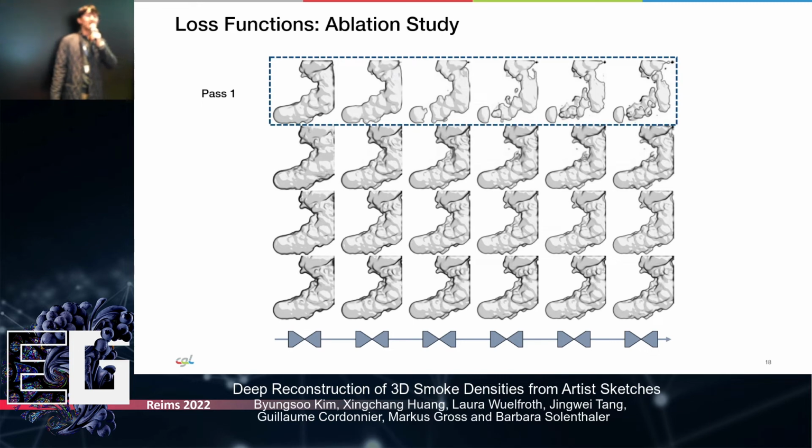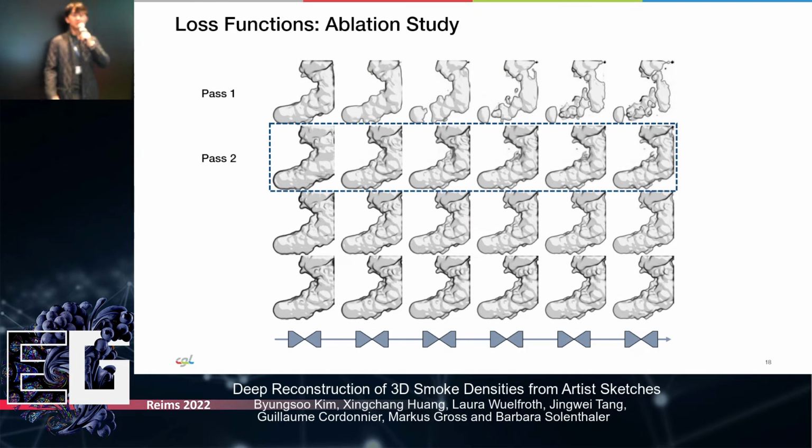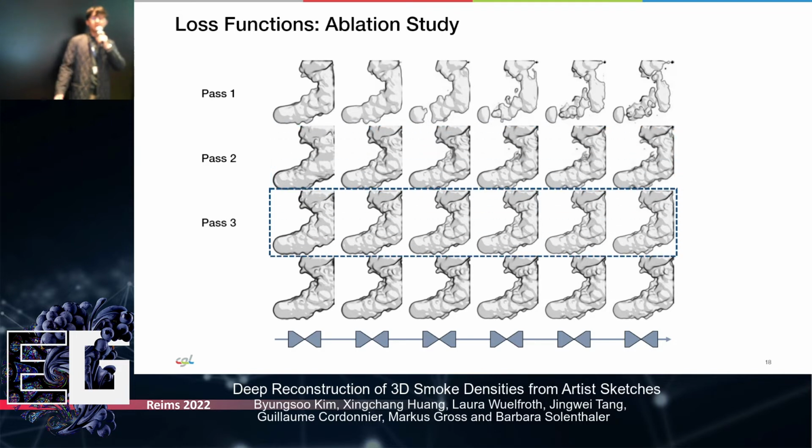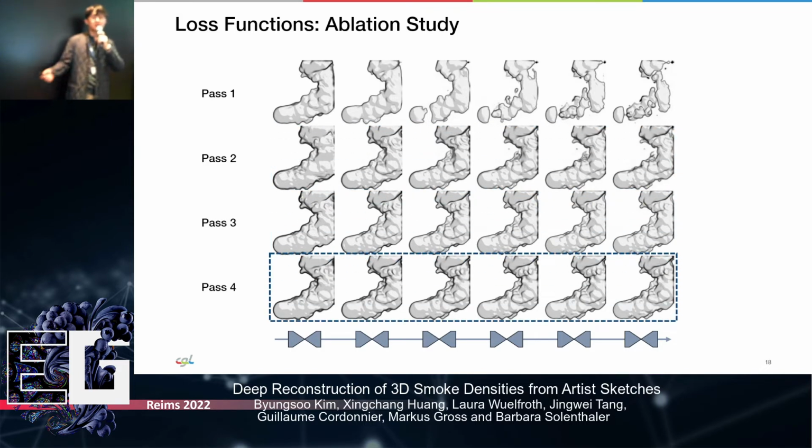Training with a single pass shows lots of dissipation over updates. With two passes, it shows much better convergence, but still loses its stability over iterations. And from 3 passes, we see our method achieved multi-view stability, and we use these 3 passes in practice.